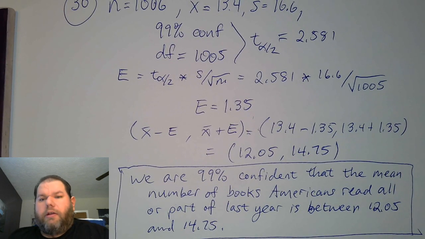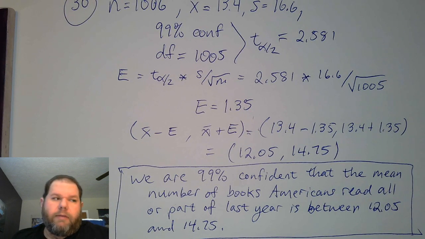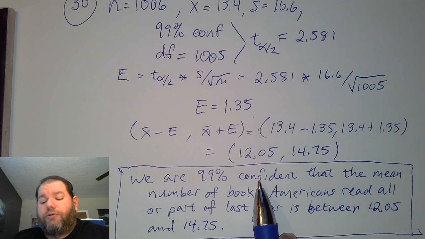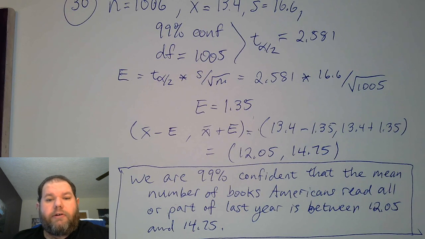Okay. This time, because we actually knew what the question was asking us about, it wasn't just generic numbers thrown at us that I made up. Now we can actually include in our sentence what it is that we're talking about, which is the mean number of books that Americans read all or part of last year. So it's important that we provide the context in this sentence. That way we can convey exactly what we've found in this confidence interval.